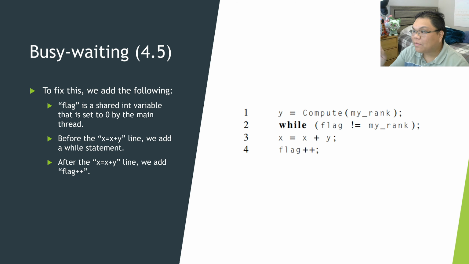Before that increment operation, we have while flag does not equal my rank. And then, after that, we have flag plus plus. So this flag is a shared variable. It's an integer value that is set to 0 by, say, the main thread.